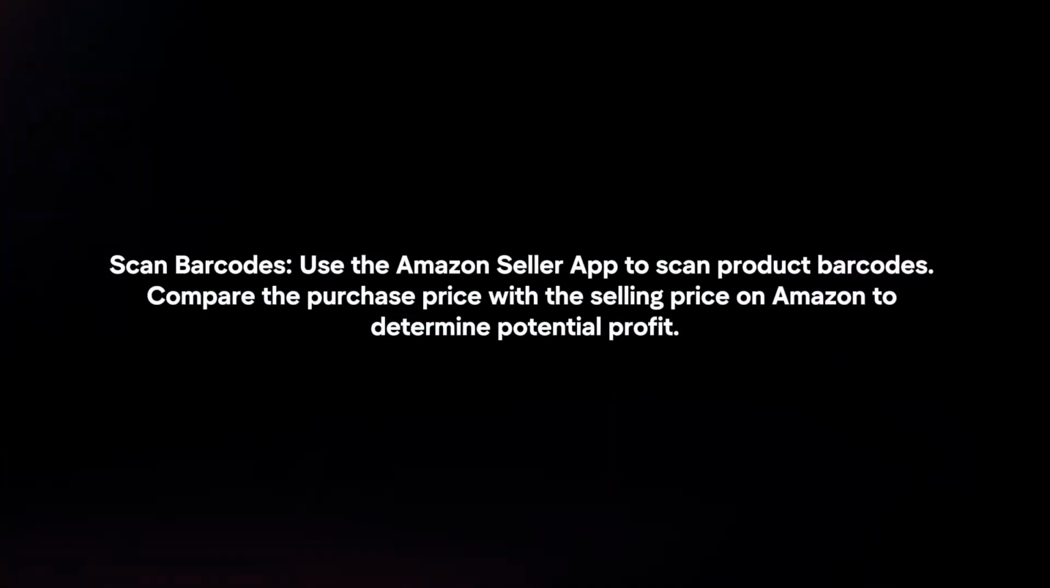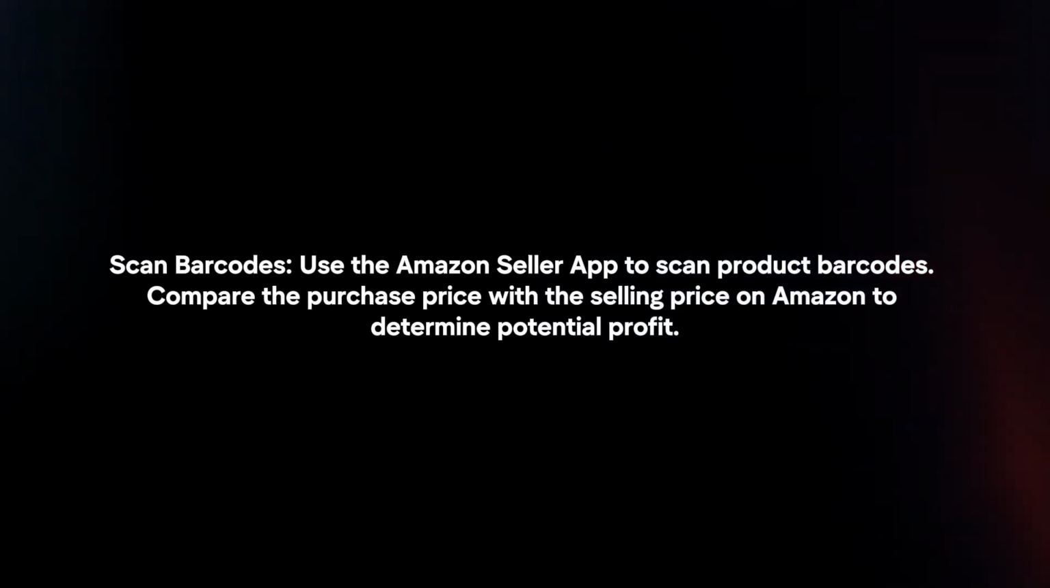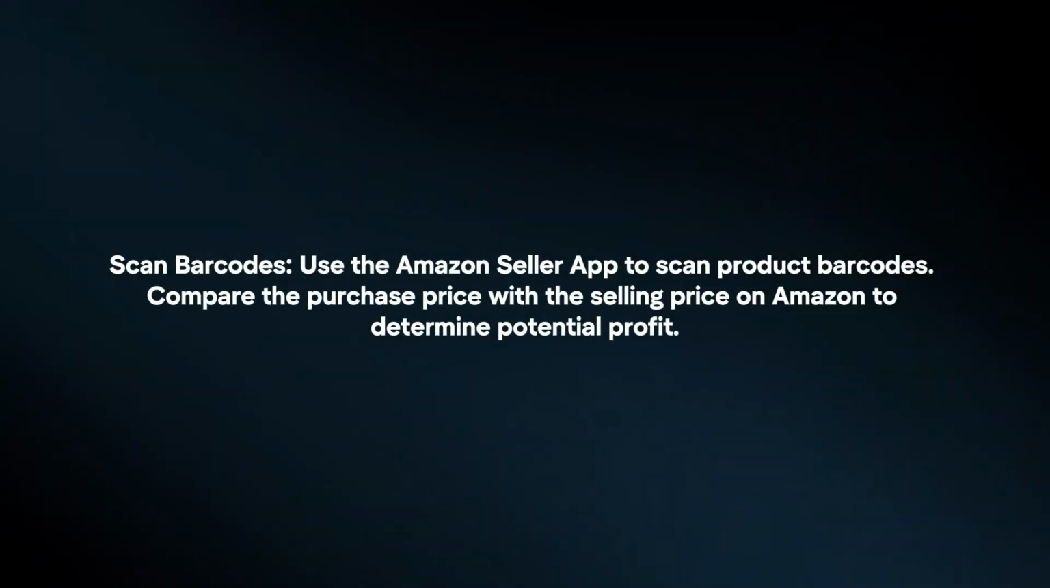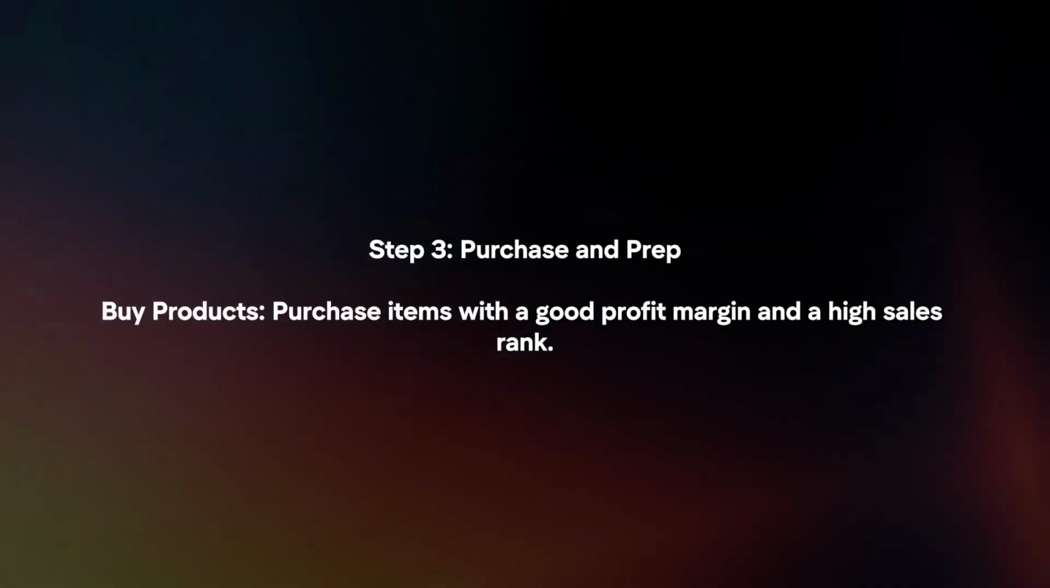Scan barcodes. Use the Amazon Seller app to scan product barcodes. Compare the purchase price with the selling price on Amazon to determine potential profit. Buy products. Purchase items with a good profit margin and a high sales rank.